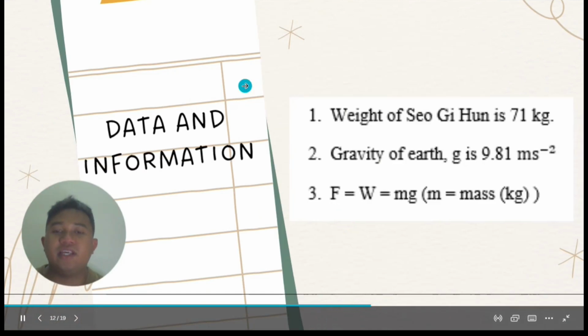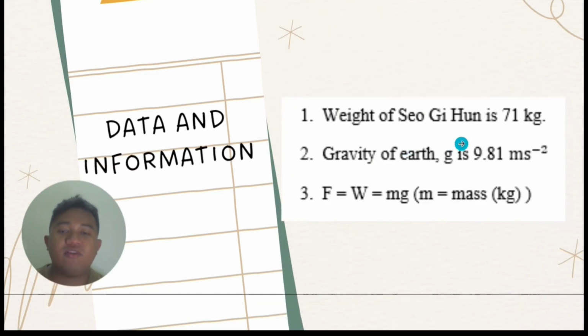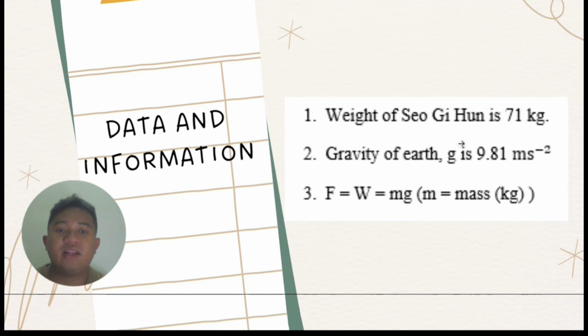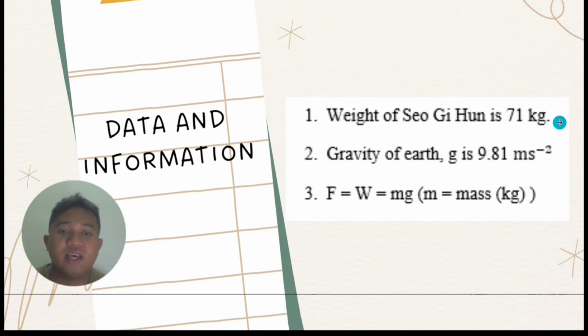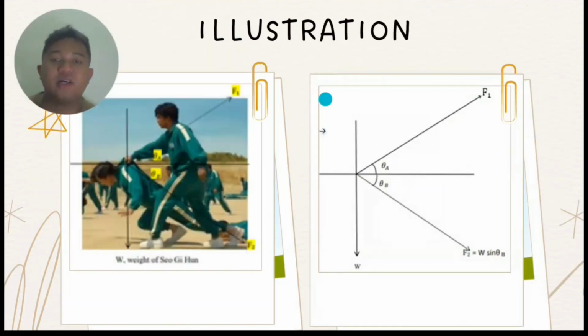This is the data and information that we got from the internet. First is the weight of Seo Gi-hun, which is 71 kg. Second, the gravity of Earth, G, is equal to 9.81 meters per second squared. And the third is that force is equal to weight, where weight is equal to mass multiplied by gravity. So this is all of the data that we use for case 2. This is the illustration that we made of Ali and Seo Gi-hun.